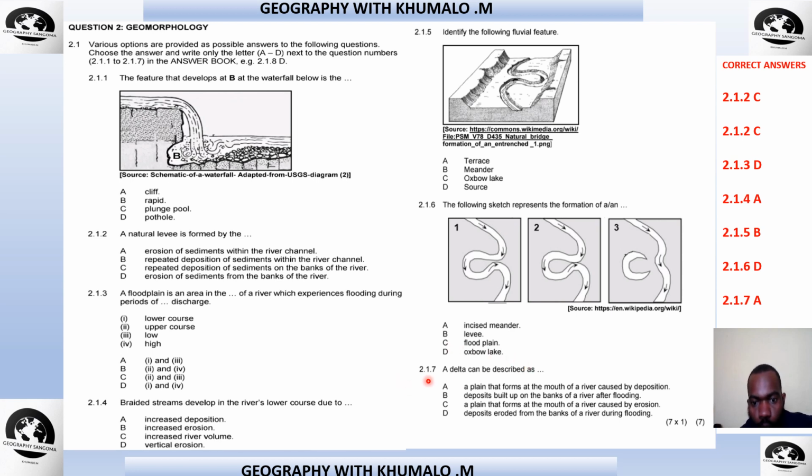Now 2.1.7, a delta can be described as a plane view that forms at the mouth of a river caused by deposition. So the answer there was supposed to be A. I hope no one has a problem with that one.